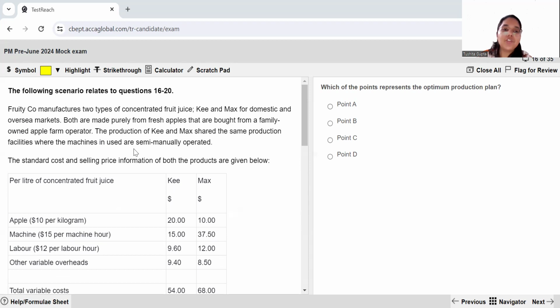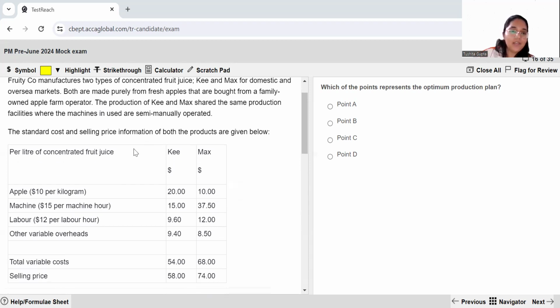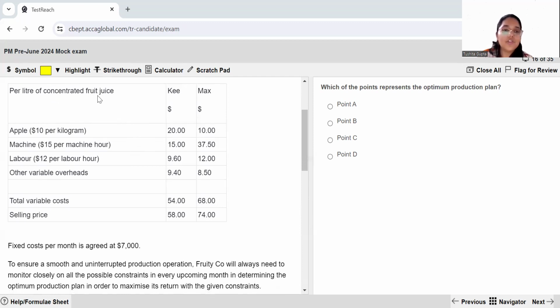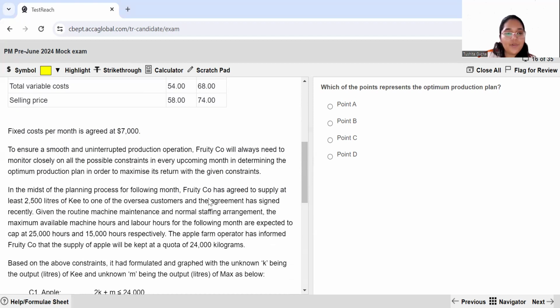Fruity Company manufactures two types of concentrated fruit juice, Key and Max, for domestic and overseas markets. Both are made purely from fresh apples that are bought from a family-owned apple farm operator. Production of Key and Max shared the same production facilities where the machines in use are semi-manually operated. The standard cost and selling price information of both of the products are given below. So per liter of concentrated fruit juice, you have your apples, machines, labor, other variable overheads, which leads to your total variable cost as this much for both of these. Selling price is also provided to you.